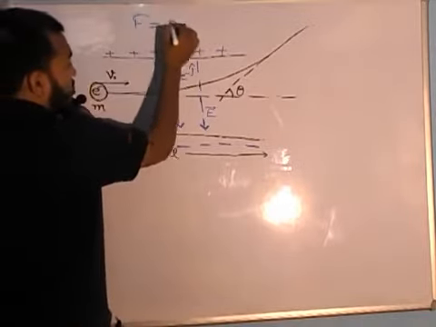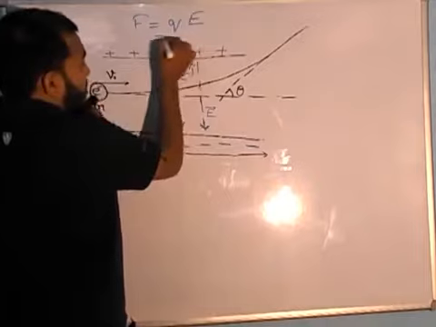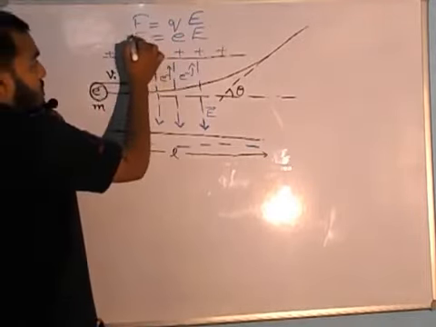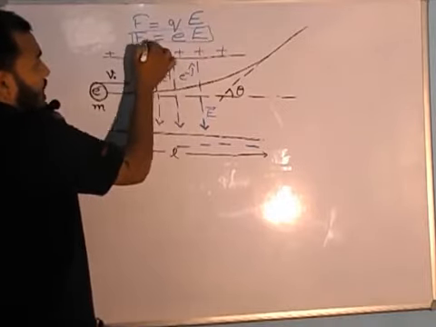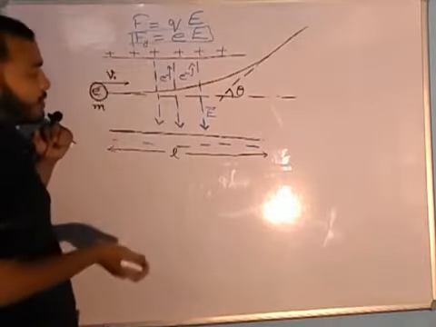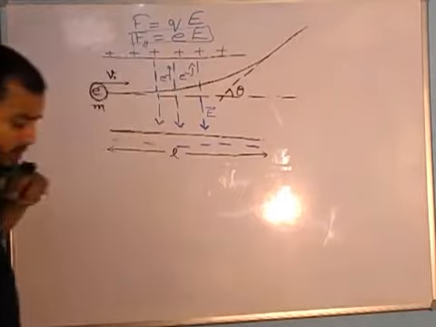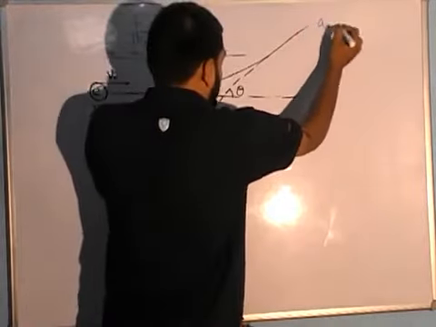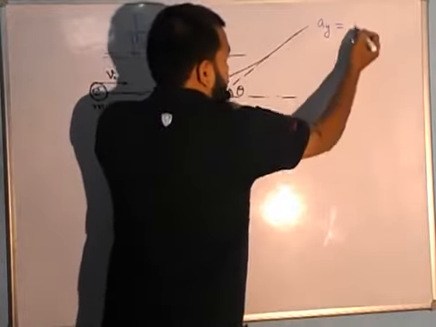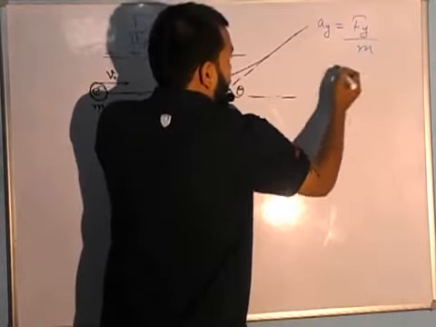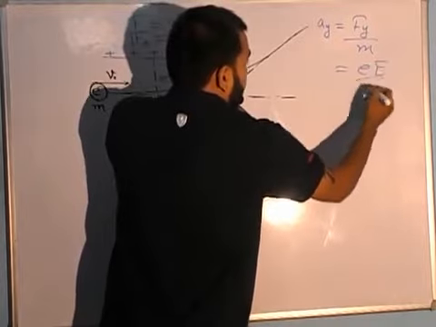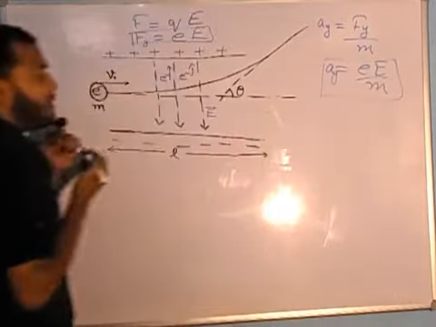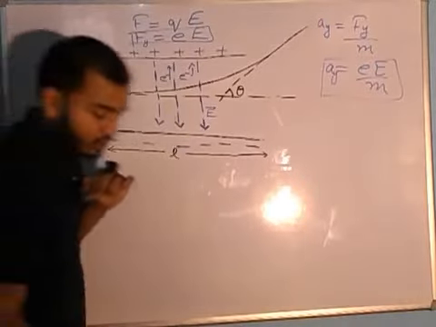I repeat, the force on the electron is opposite to the electric field. So the force on the electron must be equal to the charge of the electron multiplied by E. The charge of the electron is small e, multiplied by E. This much force acts upon the electron in the y direction, in the vertically upward direction, eE. Now due to this force, the electron will have some acceleration in the y direction, where the formula for acceleration is force divided by mass. So the acceleration of the electron in the y direction is eE divided by m, in the vertically upward direction.